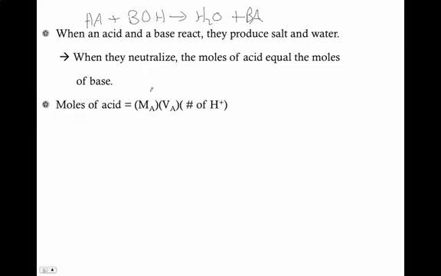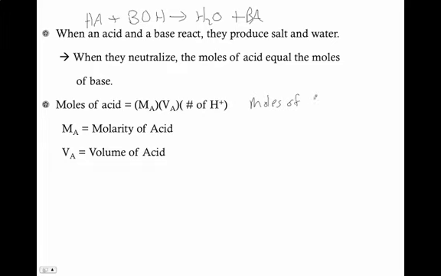So to find your moles of acid, you take the molarity of the acid times the volume of the acid times the number of H pluses. So M sub A is the molarity of the acid, V sub A is the volume of the acid. And very similarly, you find the moles of base. So moles of base is going to equal the molarity of the base times the volume of the base times the number of, instead of H pluses, it's actually going to be OH minuses.